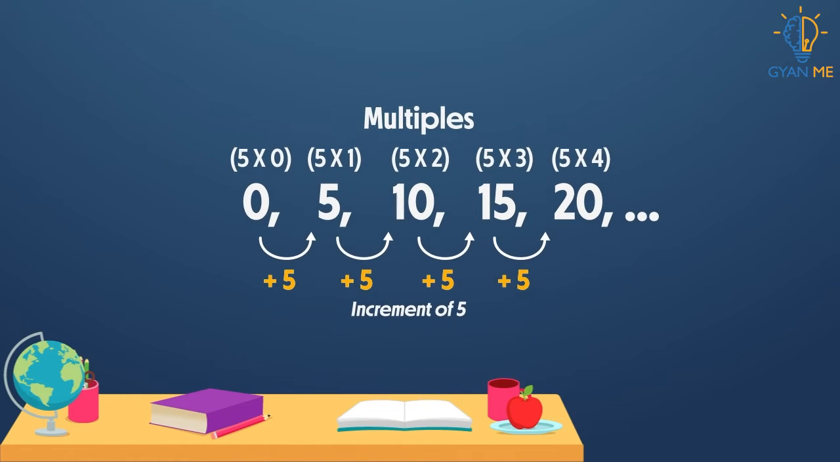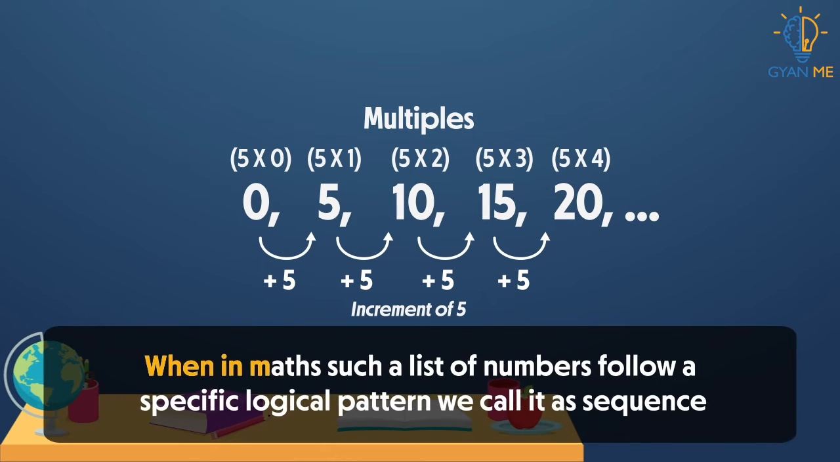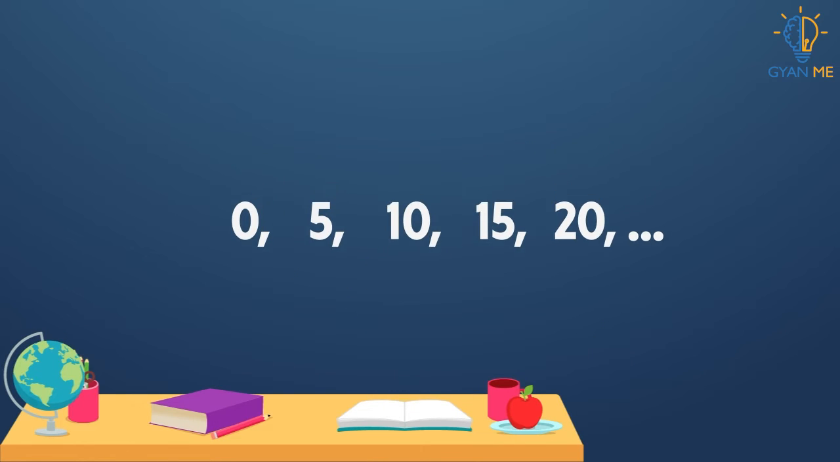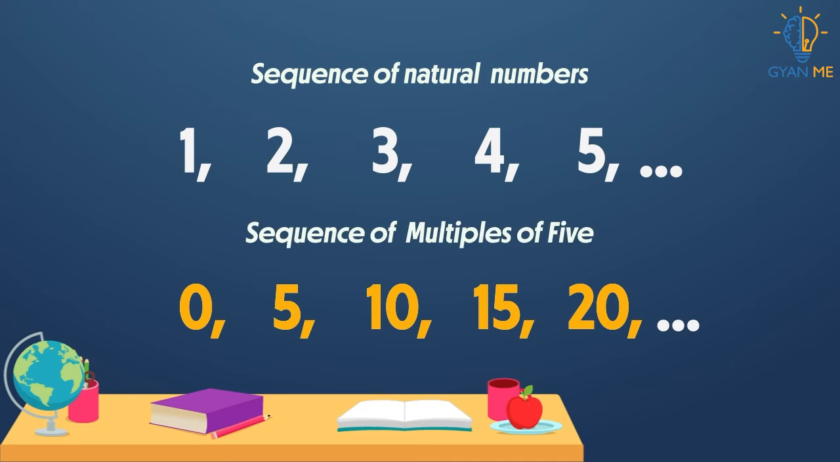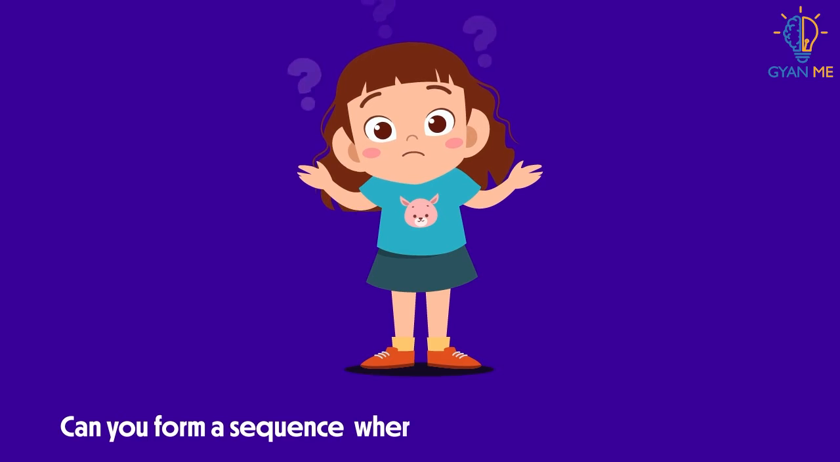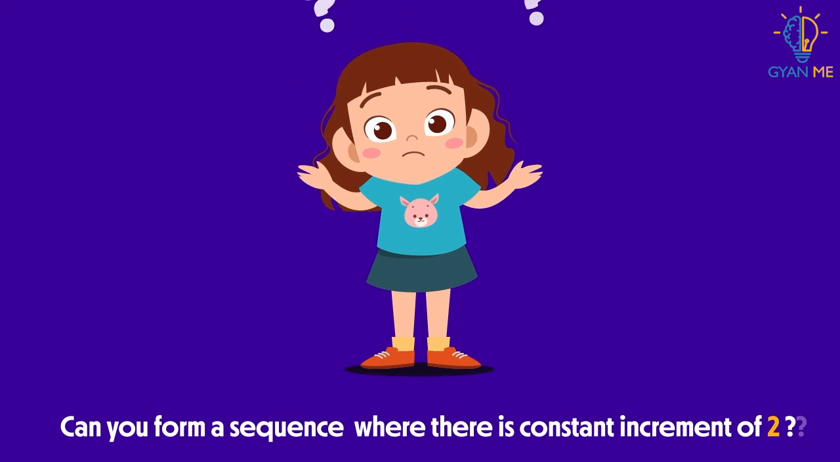Now students, in maths, when such a list of numbers follows any specific logical pattern, we call it a sequence. So we say that 1, 2, 3, 4, 5 is a sequence of natural numbers. 0, 5, 10, 15, 20 is a sequence of multiples of 5. Can you form a sequence where there is a constant increment of 2? Pause the video, take a second and try to form one such sequence.